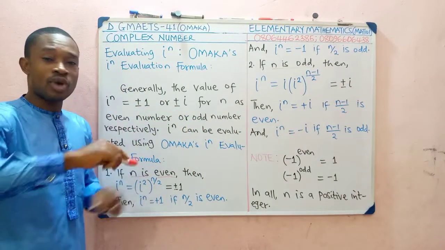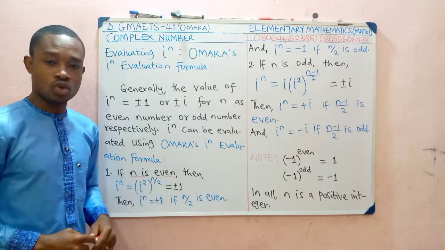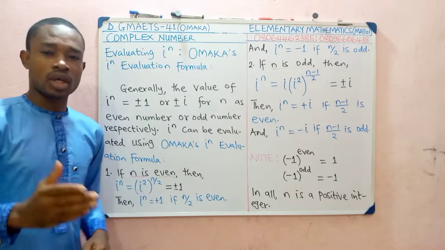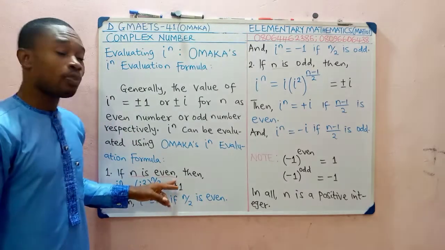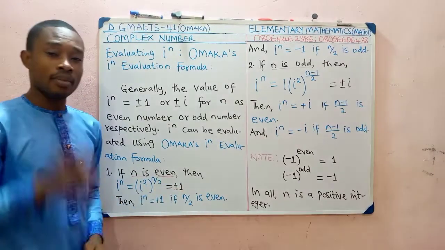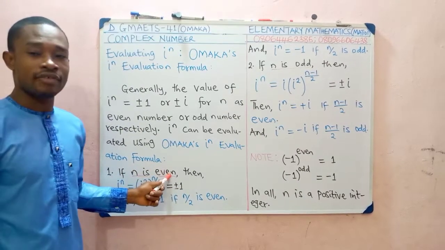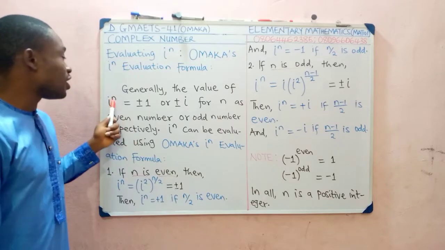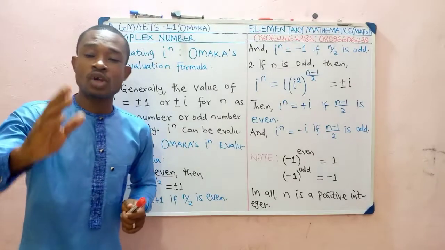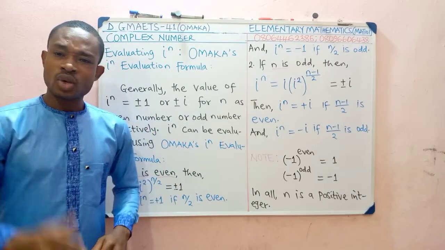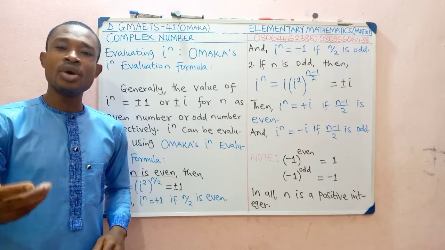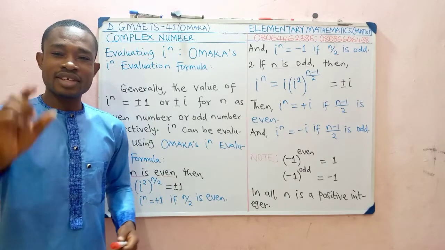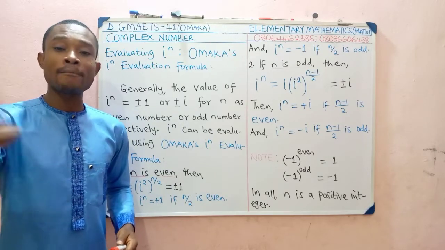i squared in bracket raised to power n over 2. Now you will be sure that the answer is either plus 1 or minus 1 because n is even. It means that whenever n is even, you are expecting to get plus 1 or minus 1. The question now is, how would you know, even without solving to the end, that the result is plus 1 or minus 1?